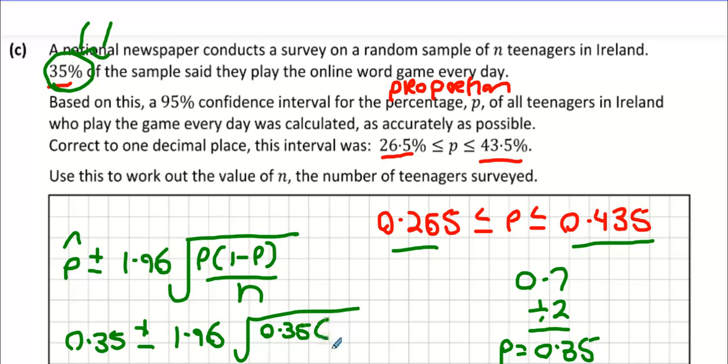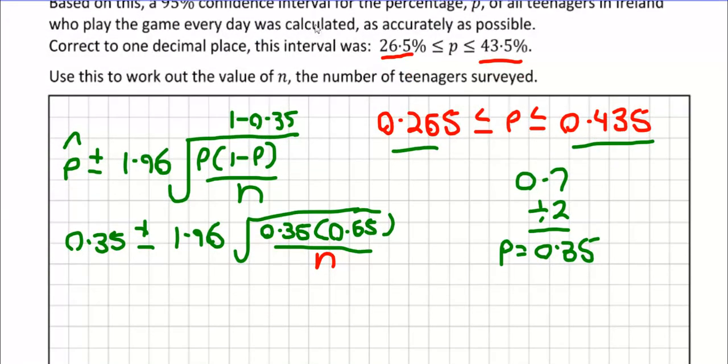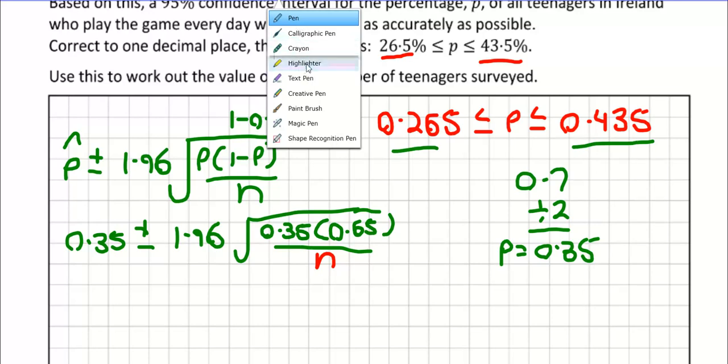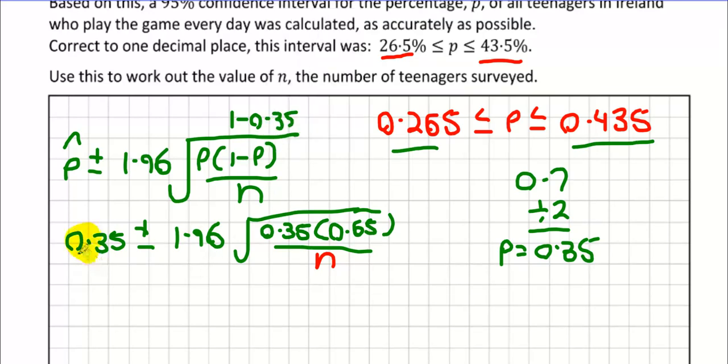0.35 multiplied by what? 1 take away 0.35, which is 0.65. The goal of the question is to find n, isn't it? Now, I have an idea. What we're going to do is highlight the gap. What's the gap from the middle to the upper section here? What's that gap, do you think? So take one away from the other. What do you think you get?